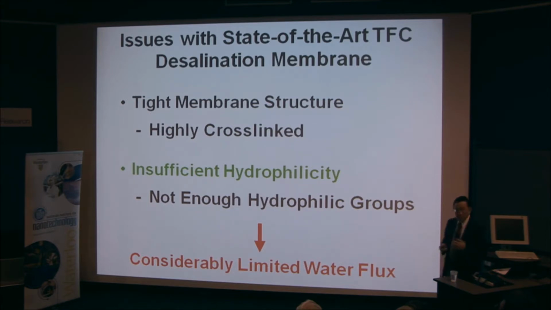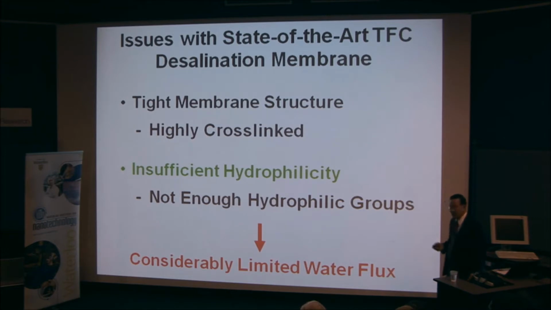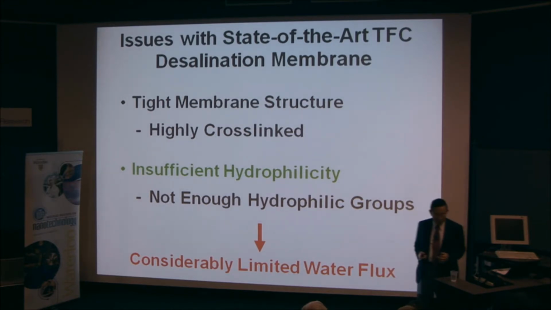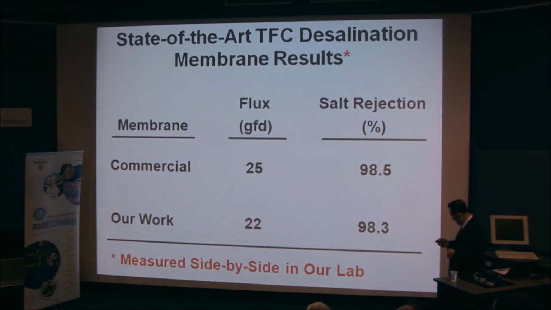But we recognize that this membrane is very, very tight. We see a high degree of cross-linking. And most importantly, we figured the hydrophilicity was not high enough really to give a high flux. So we figure maybe there is something we can do here to improve the flux.